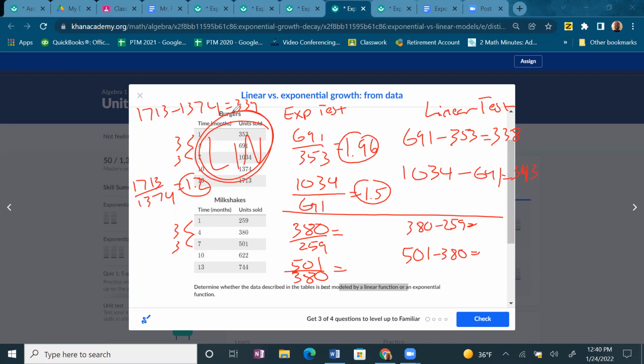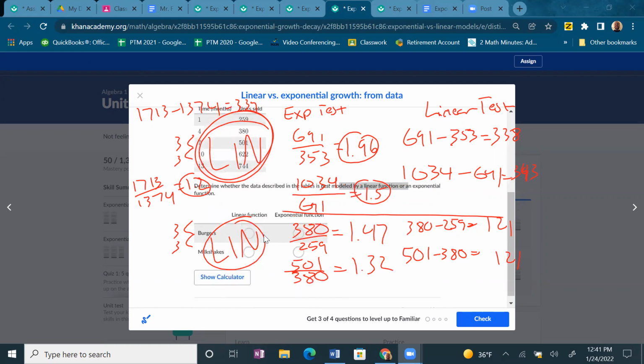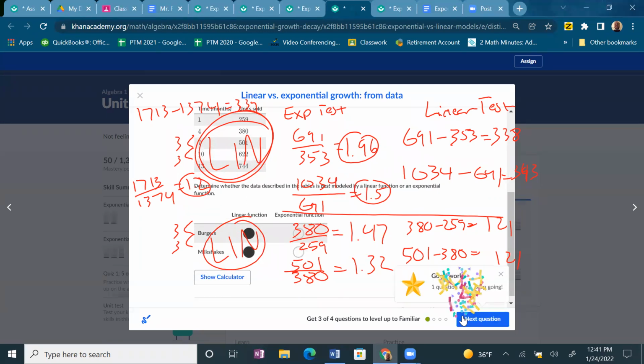Now, I would say this other one is probably exponential because the other one is linear, but I'm going to run the test. 1.32, 380 minus 259, 1.1, and 501 minus 380, 121. Oh man, hit the nail on the head with the linear. Okay, so I got linear for both. Did you get linear for both? All right. That was a lot of work, guys.